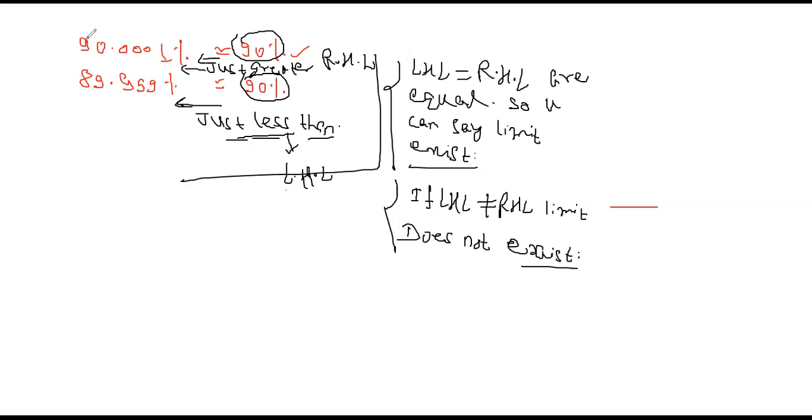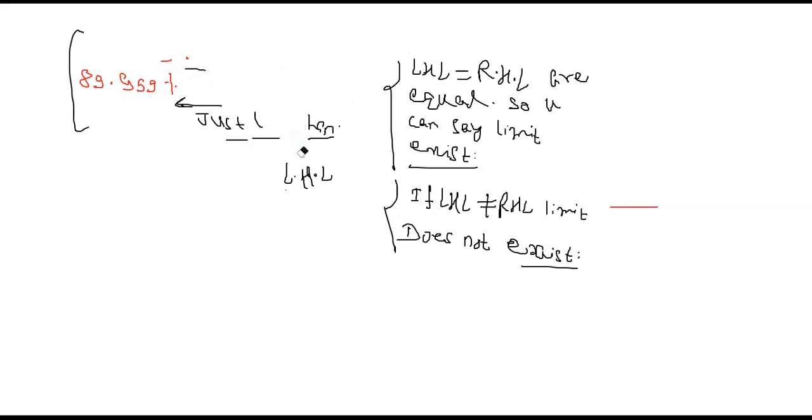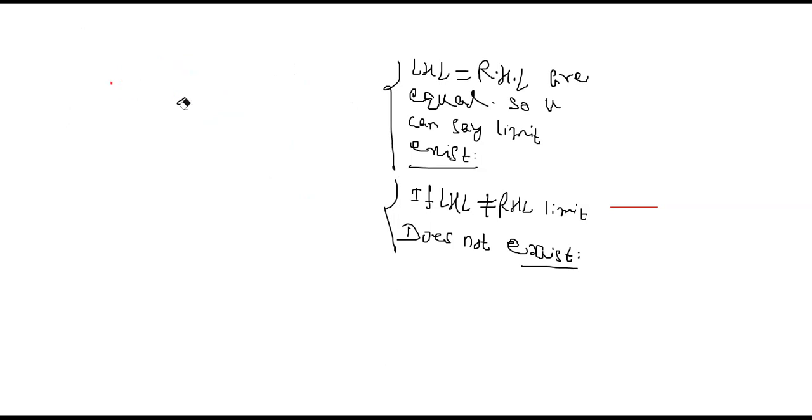This is your example so that you can see. If LHL and RHL are equal, then the limit exists. Otherwise, it does not exist. Now, you see the example graphically.